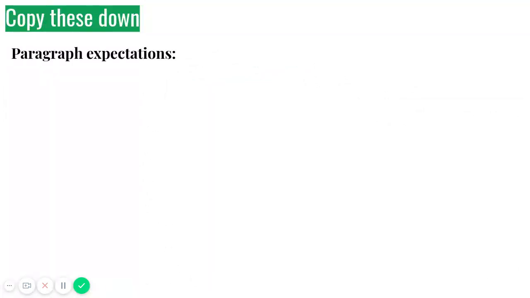Paragraph expectations. So these are the general rules and regulations of paragraphs. They have 5 to 8 sentences. Some people just go with straight 5. That's fine to start. Sometimes you have so much evidence and other things you want to say as part of your body sentences that you want to make it longer. That's totally okay too, 5 to 8.